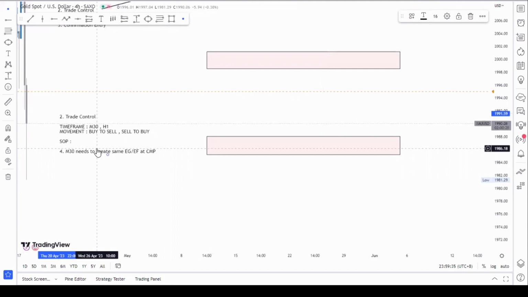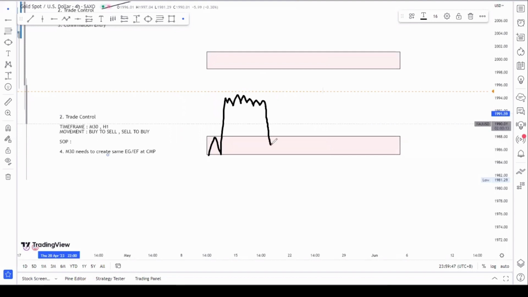Okay. So when the price gets into the zone, this is the SOP just now. H4 creates engulfing buy, price goes back, gets into the zone, and then we focus on the CMP. This is SOP number 1, number 2, number 3. And then what about number 4?